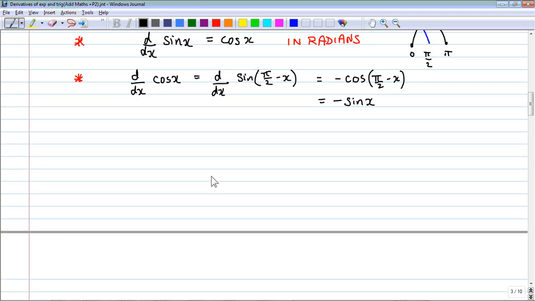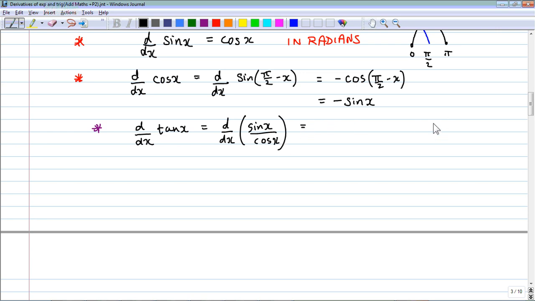Now let's think about our third main task, which is the derivative of tan x. And why don't you pause the video and figure out how you could find that derivative. Okay, so the way to find this derivative is to use the quotient rule. So the derivative of tan x is the derivative of sin x over cos x.